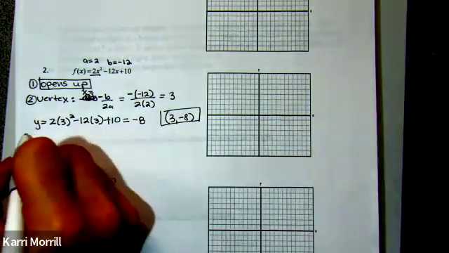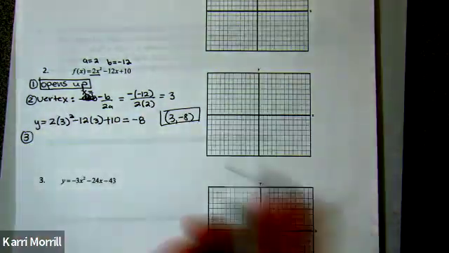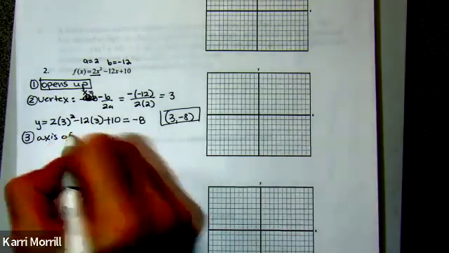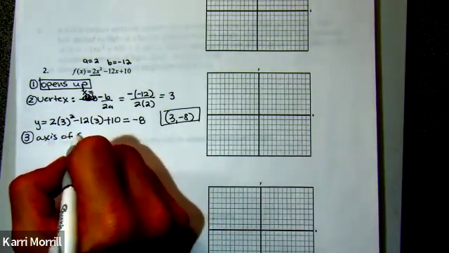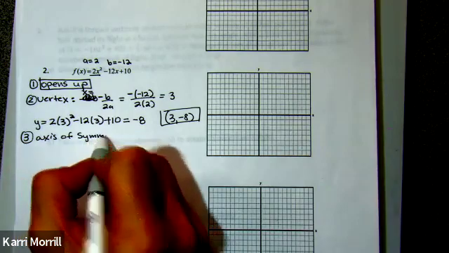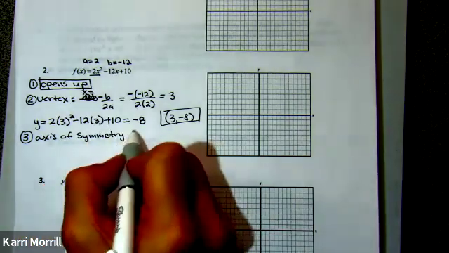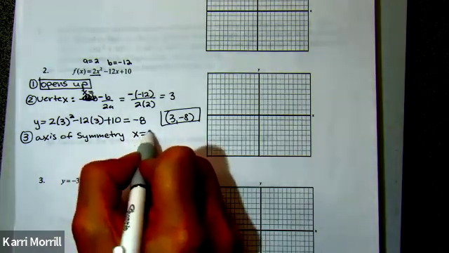Okay, so the third thing I like to do, once I've identified the vertex, is say my axis of symmetry. Like if you were to fold the paper vertically, where would you fold it? It would be right at the middle, right? And each side would match exactly. So your axis of symmetry is x equals 3.